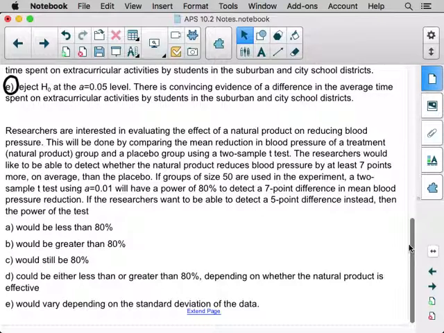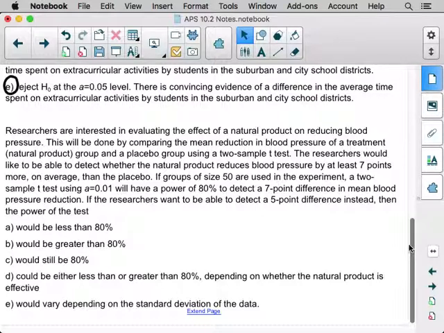All right. So remember, isn't the power the probability that you properly reject the null? So in this case, what they're looking for is they properly detect a difference of 7. If you are 7 different than the null, that is the probability that it will actually properly reject that null, okay? But let's say they want to be able to detect a 5-point difference, okay? So instead of a 7-point difference, they want to try to be detecting a 5-point difference.